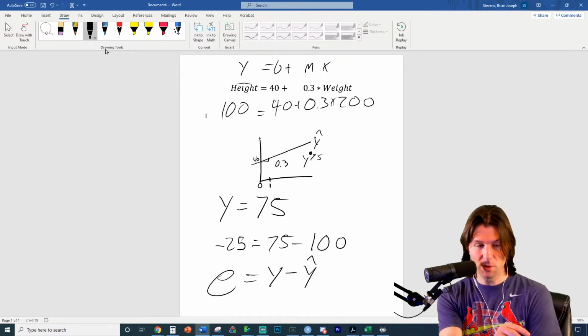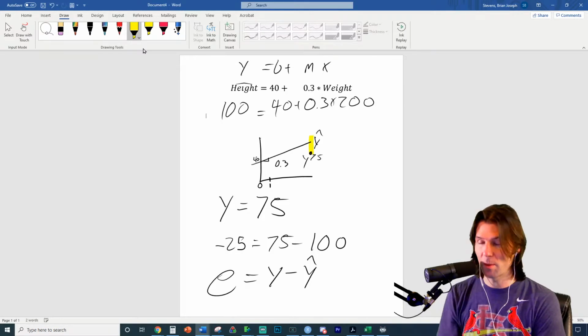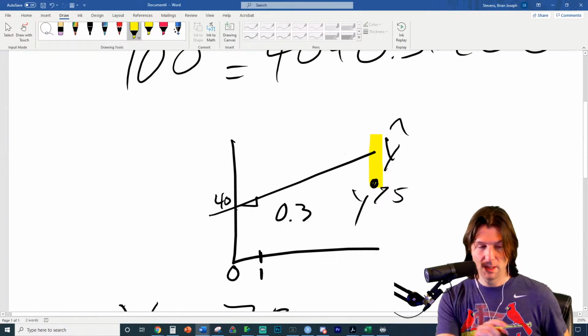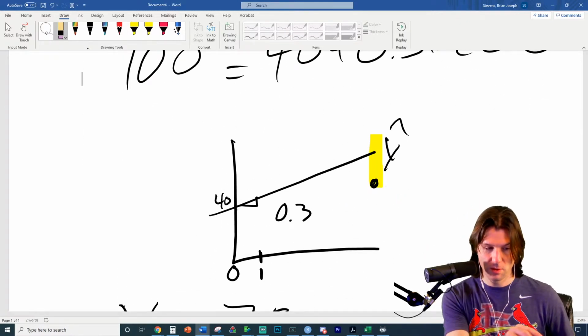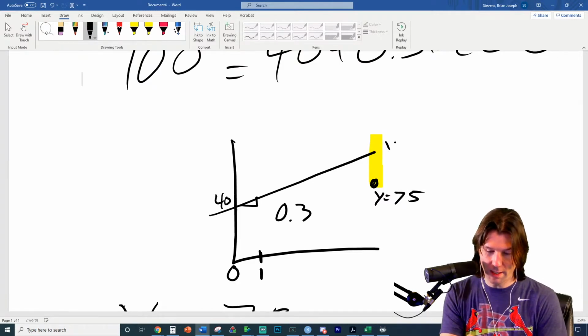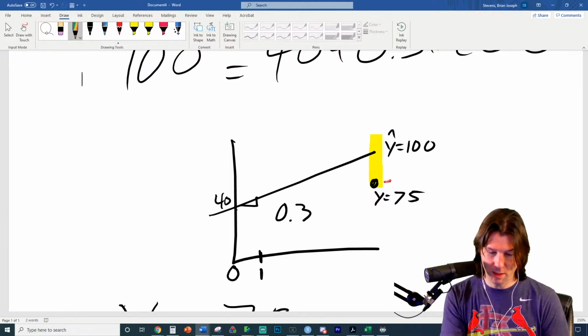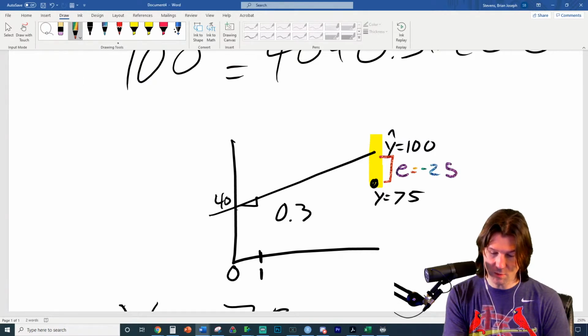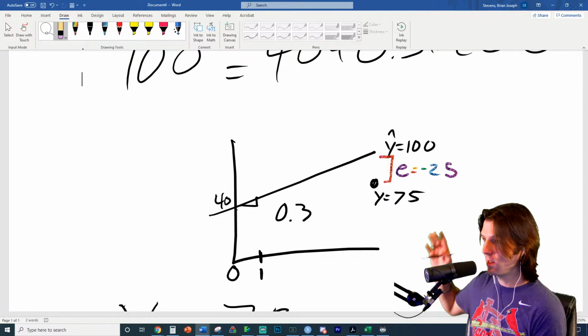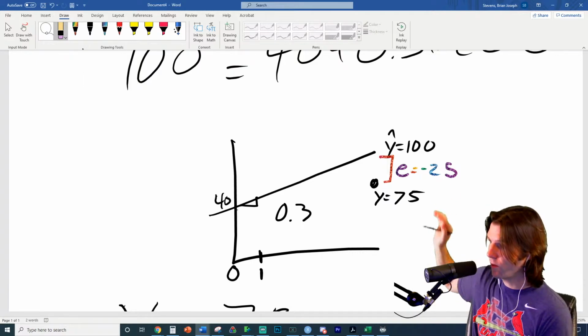So that's how we solve for the residual, and the residual is the distance I am away from my prediction. If I am 75 inches tall, then that's how tall I actually am. So this would be y equal to 75 inches, and this up here is the prediction. This is y hat equal to 100, and this distance right here with the rainbow pen is the residual e of negative 25, which means Brian was 25 below his prediction. Does that make sense how we're solving the residual right here? Brian is 25 below his prediction.